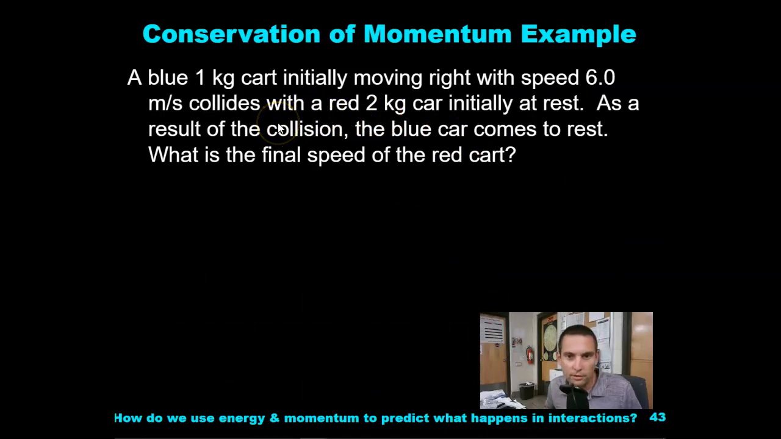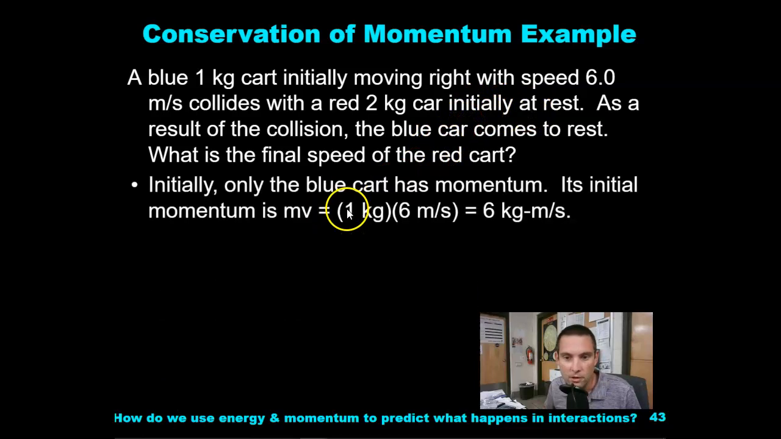We've got a blue 1 kilogram car moving to the right with a speed of 6 meters per second, colliding with a 2 kilogram car at rest. As a result, the blue car comes to rest. So we know the initial speed of the red car is at rest, and the final speed of the blue car is at rest. What's the final speed of the red car? We like rest because that means something's going to turn to 0 and things get canceled out. So that's very useful for us.